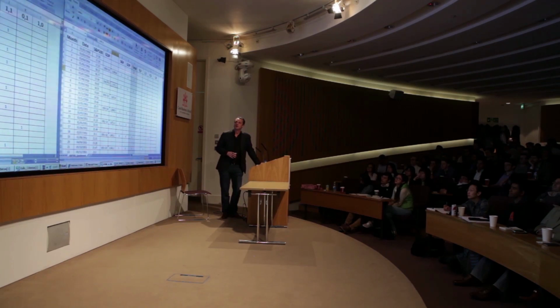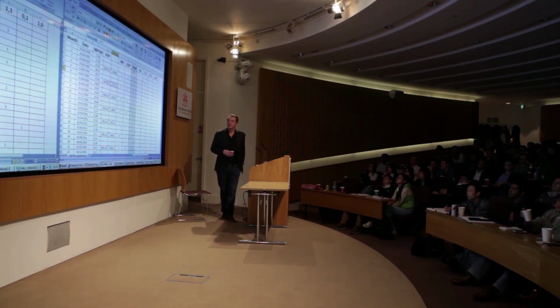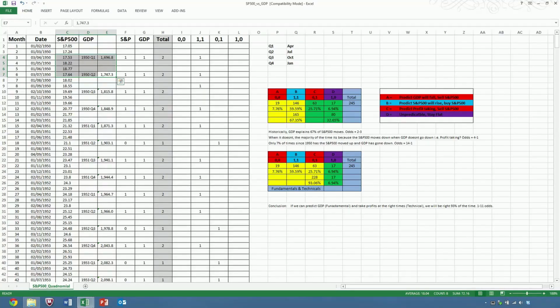Second quarter, GDP went up. So this is an annualized GDP number, by the way. So every quarter you get the annualized GDP for the US. So it goes up from 1696.8 to 1747.3. So it's reported in that period as up. What happened to the S&P 500? It went from 1753 to, sorry, 1764. So it was up. So the S&P 500 was up in that quarter, and GDP was up in that quarter. Yeah?